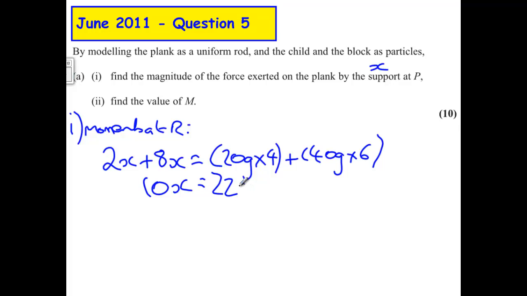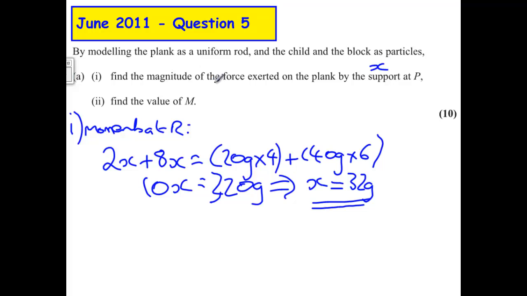Now if we were to expand and simplify both sides, this would reduce to 10x is equal to 320g. And that implies that dividing both sides by 10, x, which is my reaction force at the point P, is equal to 32 times g. Now you can leave this in terms of g, or you can plug that into your calculator, setting g equal to 9.8 and work out an answer. But either way, this is acceptable.